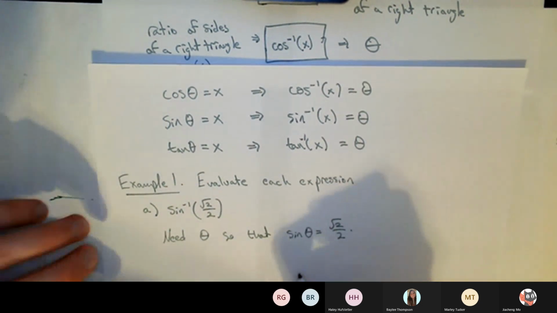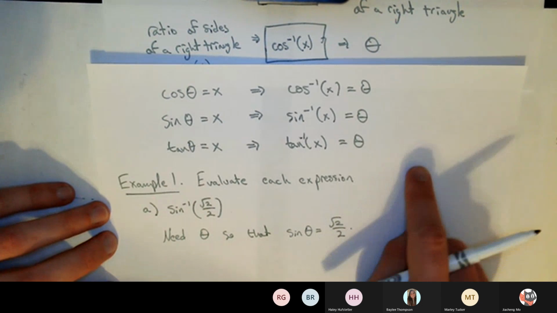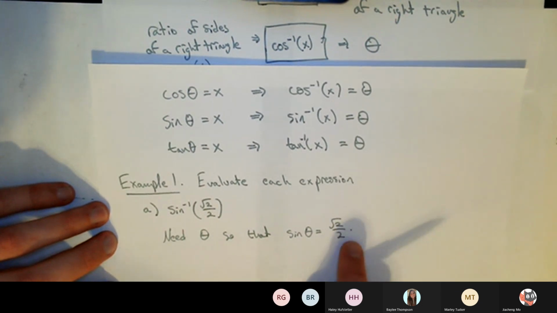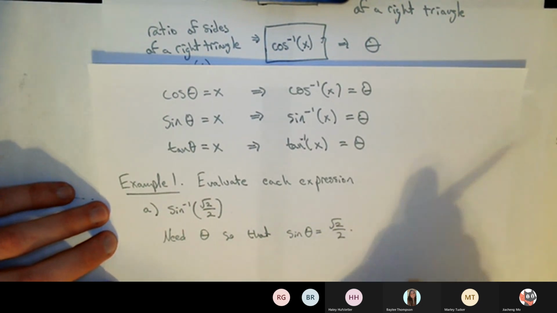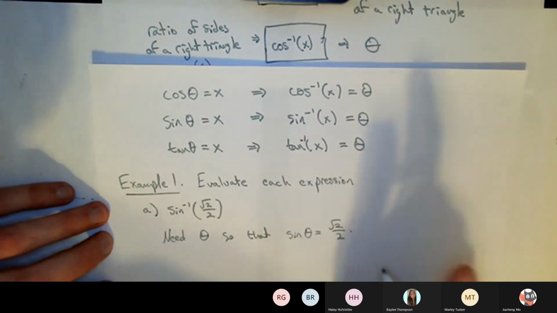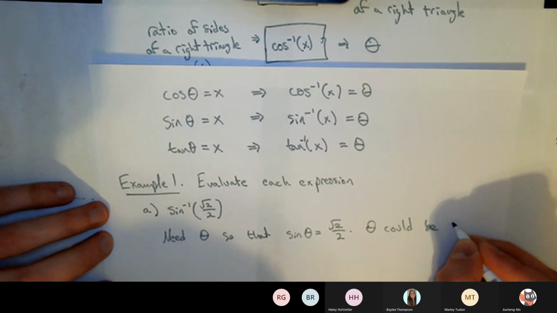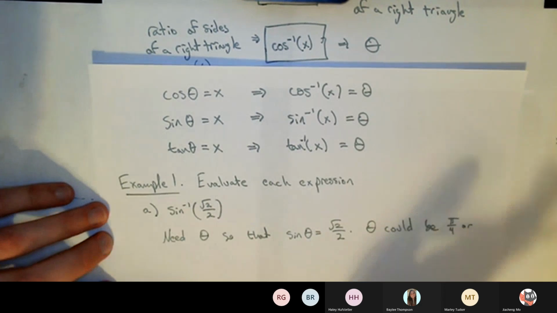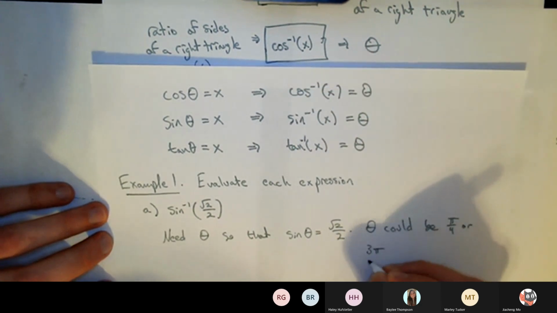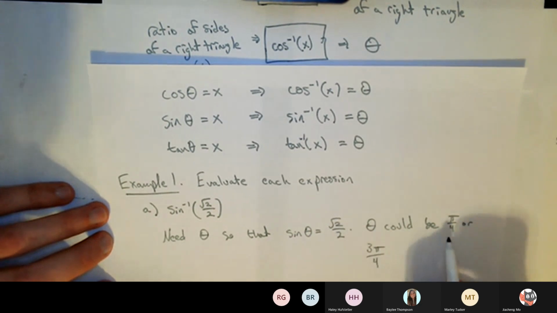Okay, so the angle that outputs this special ratio of sides, if we recall that 45, 45, 90, don't the sides look like 2's and square roots of 2's? So this is a 45-degree angle. So based off of this, theta could be pi on 4, which is 45 degrees, or it could be 3 pi on 4, because sine also yields square root of 2 over 2 for 3 pi on 4. So this is 45 degrees or 135 degrees.